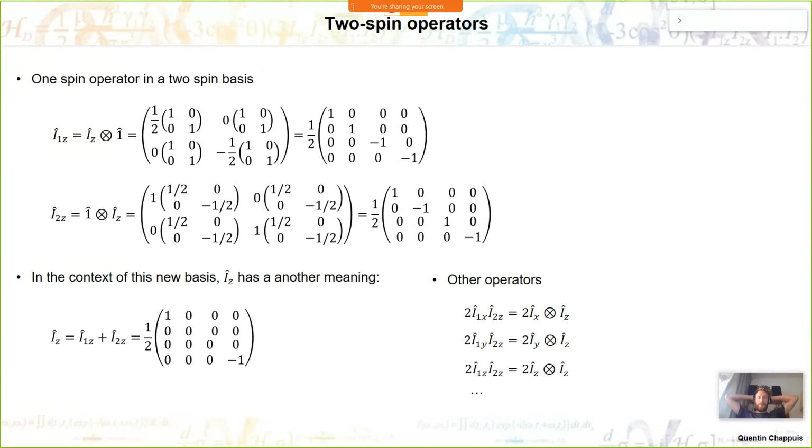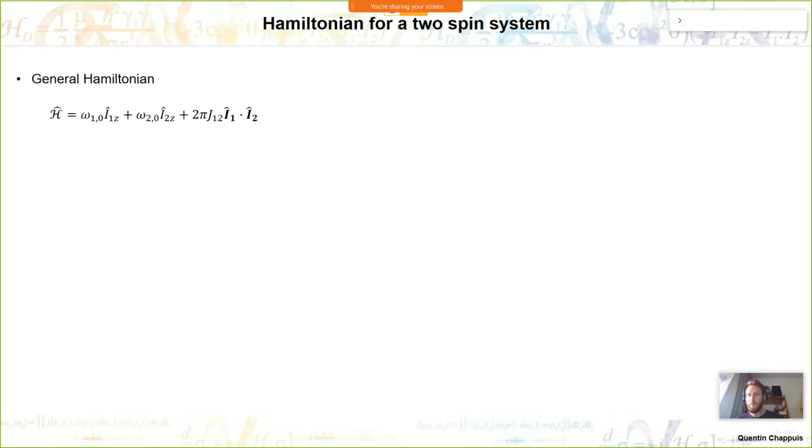I also show you here that there are some other operators, two-spin order operators. But for today, we are not going to use them. I just write it here to show you that what we have seen for the simple single-spin operators also extends to more complex terms, but this will be for next week for two-dimensional experiments. With this, we can write the Hamiltonian for our two spins. You see the first term, omega 1 I1z, is the Zeeman precession for spin 1. Omega 2 I2z is the Zeeman precession for spin 2. And this 2 pi J I1 dot I2 is the term of the J coupling.